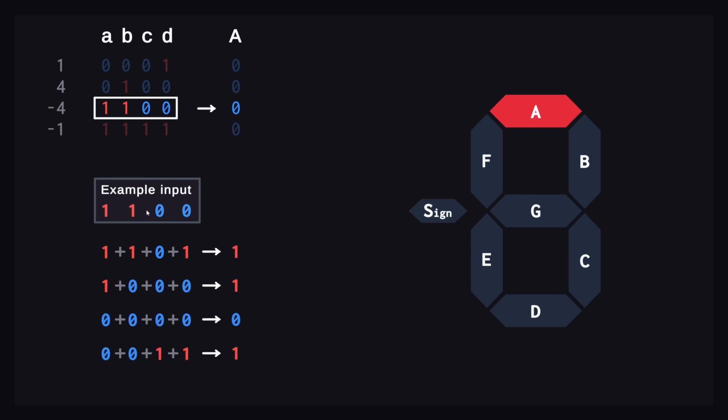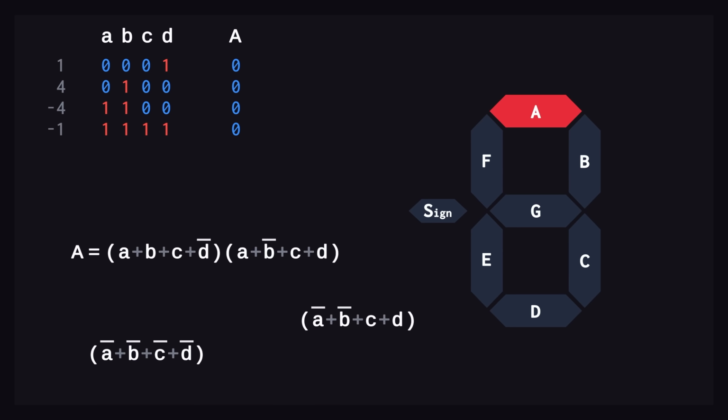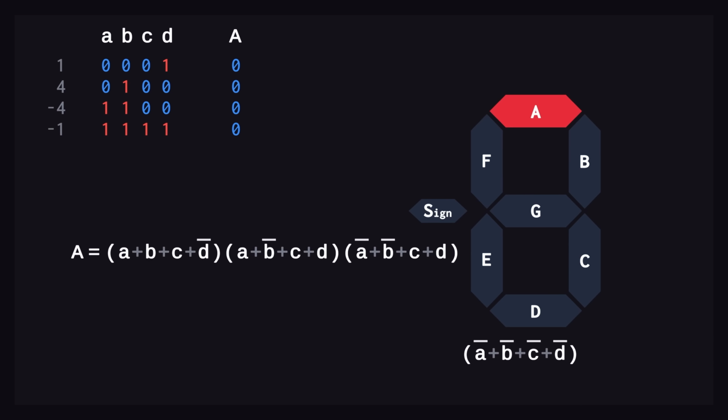So that means that we now need some logic operation that will give us 0 if any of these expressions evaluate to 0, and for that, the AND operation will do the trick. So let's combine our 4 expressions by ANDing them together, which is represented as multiplication, since multiplying anything by 0 also gives 0.